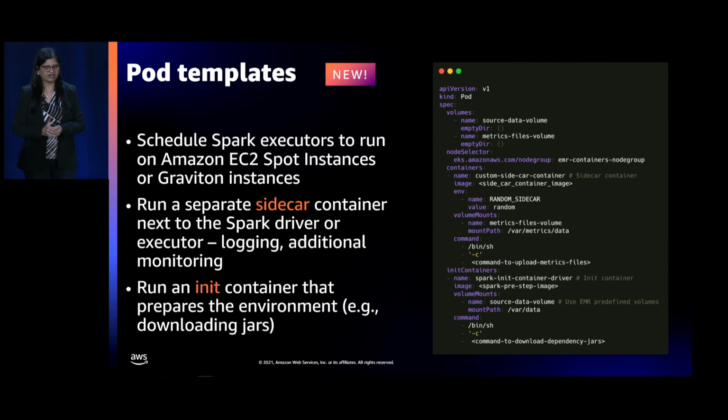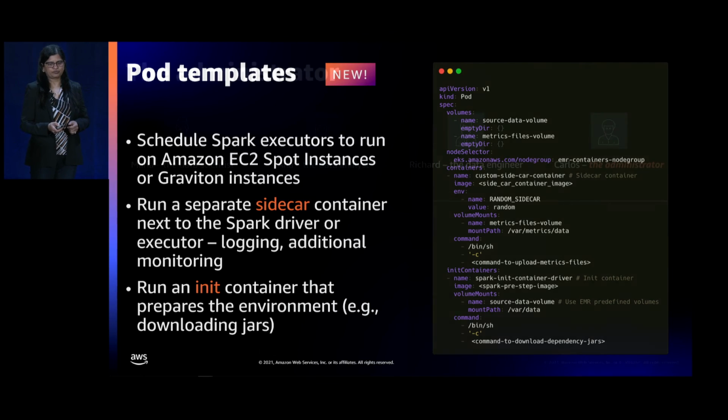You can run a separate service, like a sidecar service or a sidecar container, next to your Spark driver or executor. Logging and additional monitoring are examples of other sidecar services that you want to run. You can also run an init container that prepares the environment. For example, if you want to run a container with specific jars or specific applications that you want to run before you start your job, you can do that as well with pod templates.